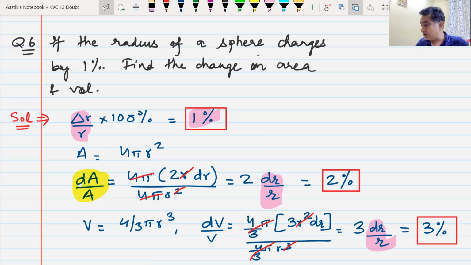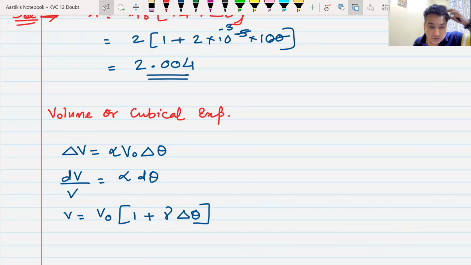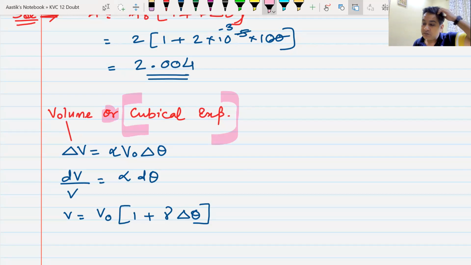That finishes our expansion in solids, and we move on to expansion in liquids. Do we understand this? We move on to expansion of liquids. And how many types of expansion are there for liquids? There's only one expansion for liquid, and that is volume expansion. For liquids, we cannot call it cubical expansion. Do we understand this? Yes, sir.